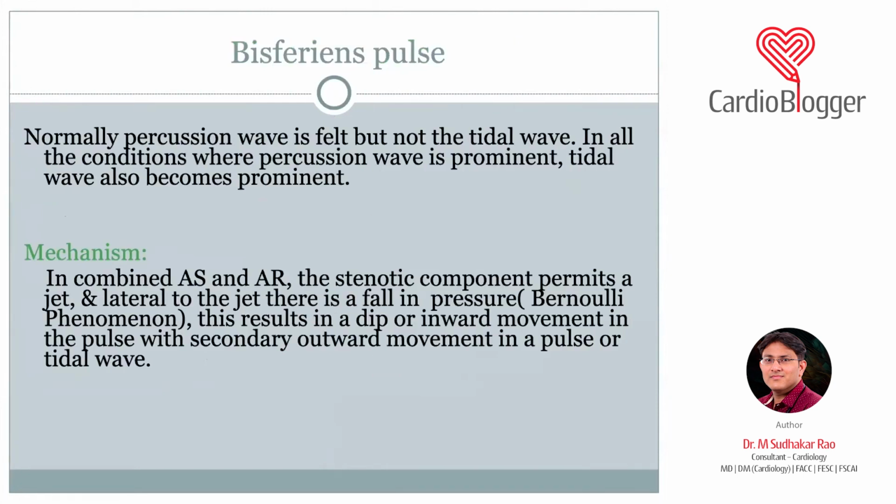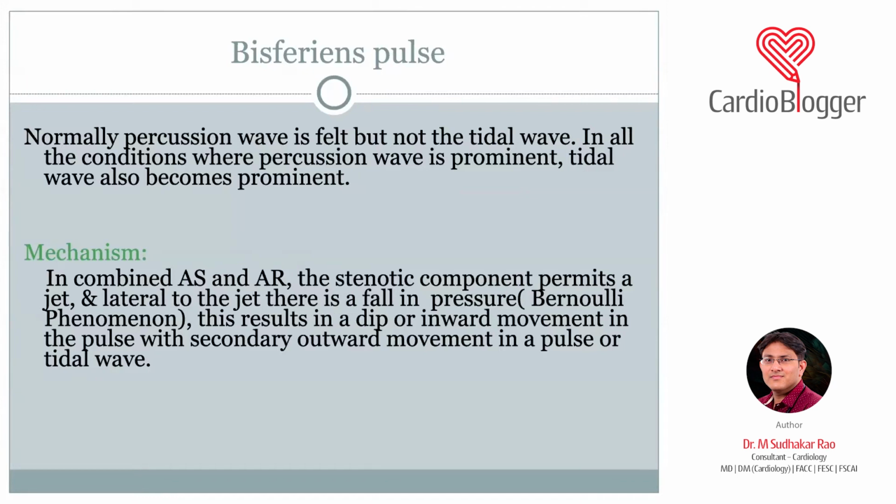Now there are three types of pulse which have a double peak. They are the anacrotic pulse, the dicrotic pulse, and the bisferiens pulse. Now the difference is a bisferiens pulse has both peaks in systole, because you have a higher percussion wave, and wherever you find a prominent percussion wave, your tidal wave also becomes prominent. So we all know the tidal wave is a part of systole. So both the tidal wave and the percussion wave become prominent. Whereas in a patient with a dicrotic pulse, you get one peak in systole and the other peak in diastole.